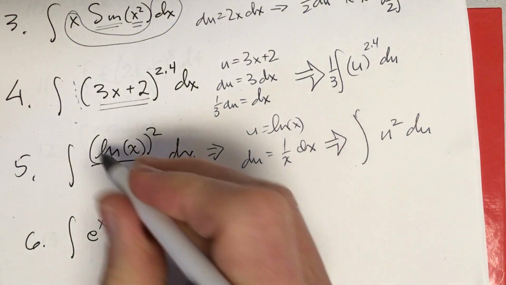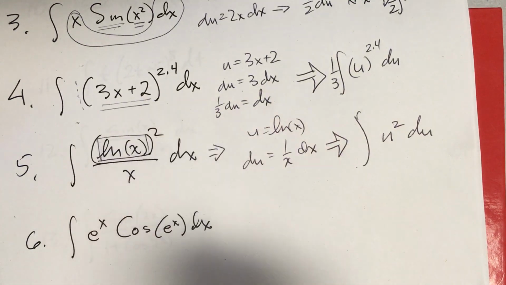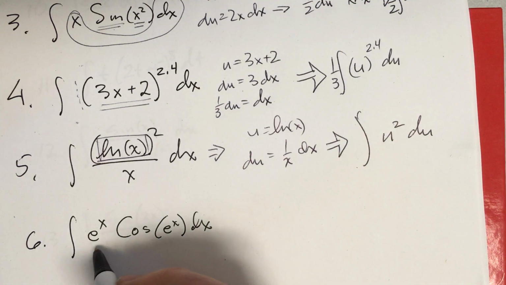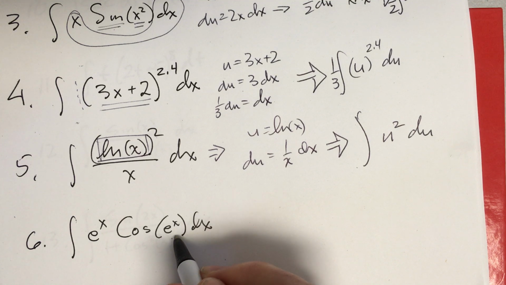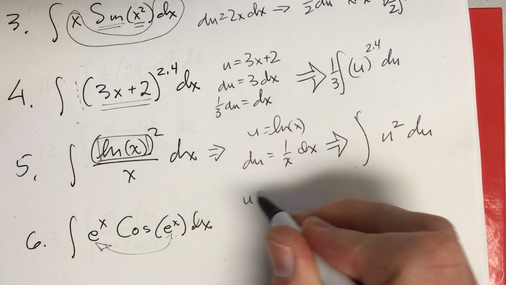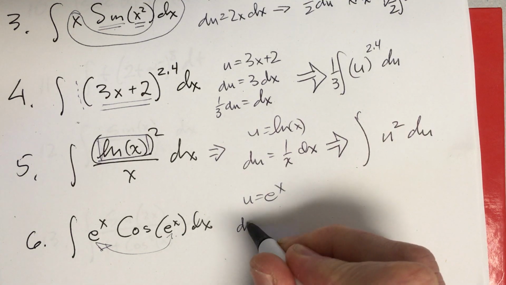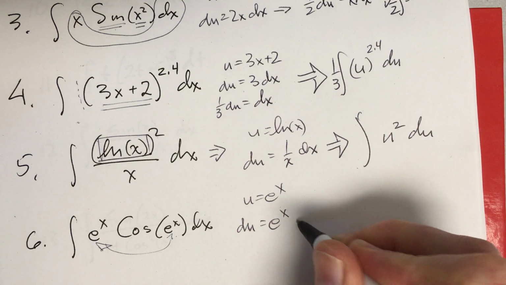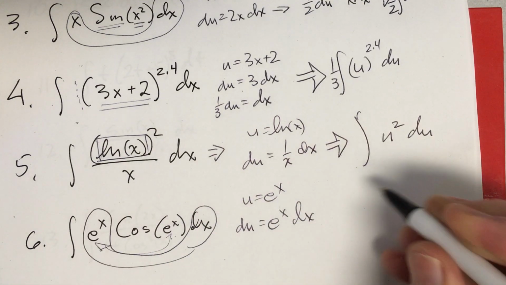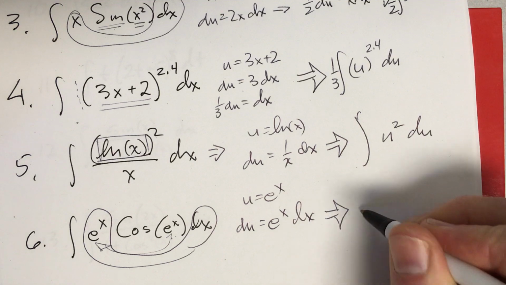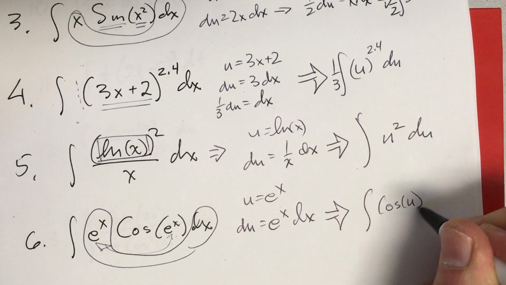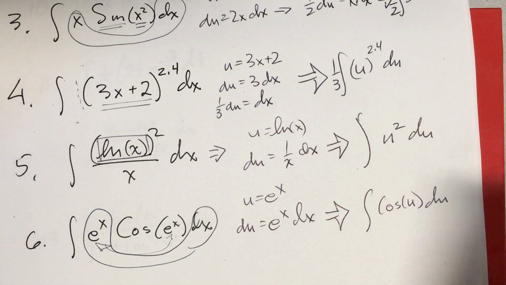U squared, just be careful you identify where it is that you're making that substitution. Again, do I see something where I find the derivative again? Yes, that's the beauty of e to the x. So u equals e to the x, du equals e to the x dx. And again, there's my e to the x dx. So this then just becomes the integral of the cosine of u and then du.